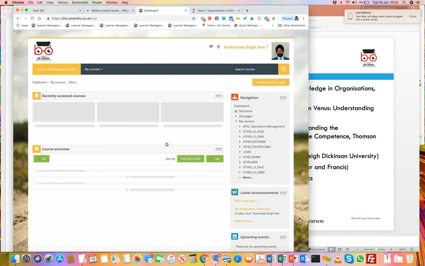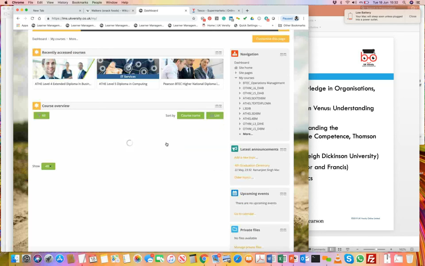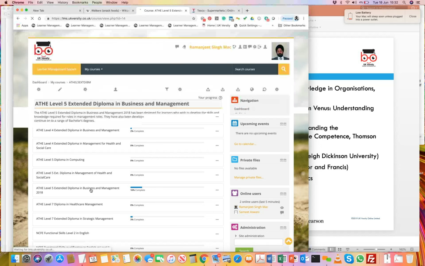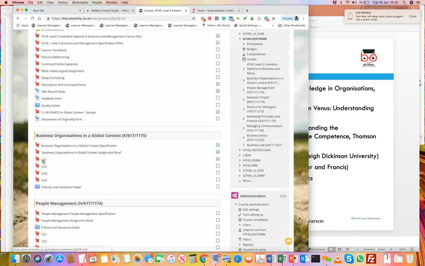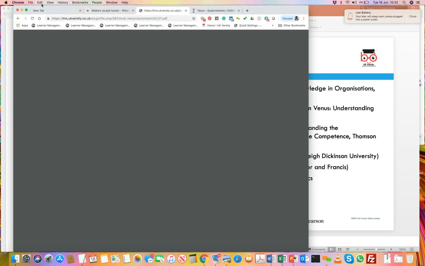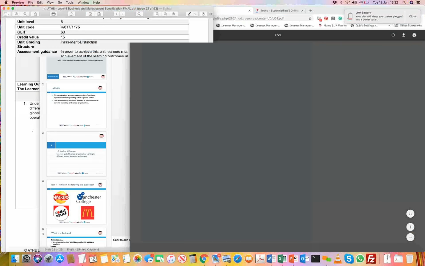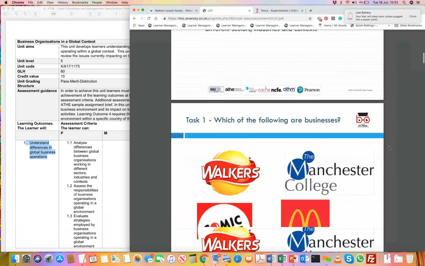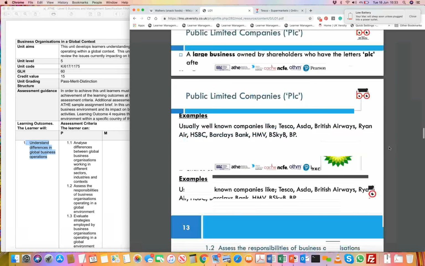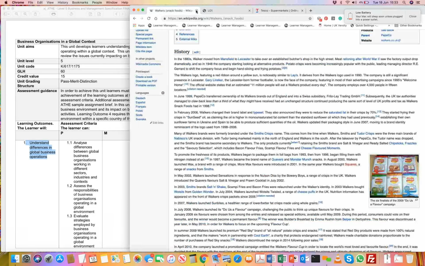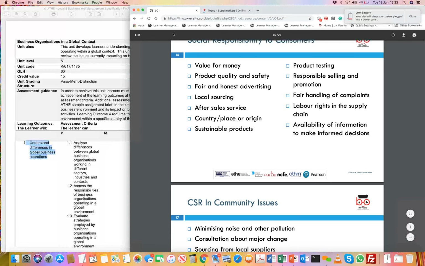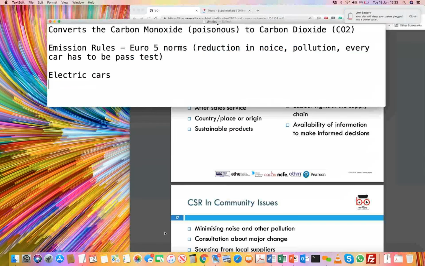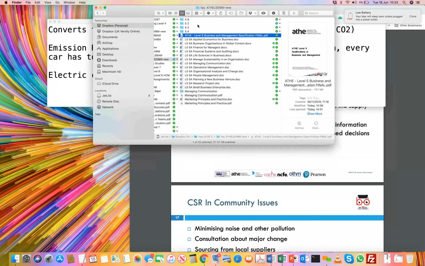When you get into Moodle, you will see that in this particular course, the level 5 diploma, this presentation is already there. When I go into level 5 diploma and look at businesses in a global context, you click on learning outcome 1, because what we are covering right now is learning outcome 1. So you see this presentation is already there. You can go through this presentation, and I'm also going to send you a handout that will help you study this presentation in a bit more depth. Any questions on this?